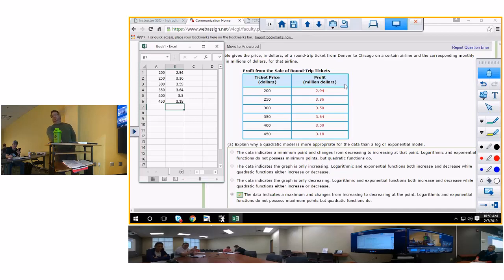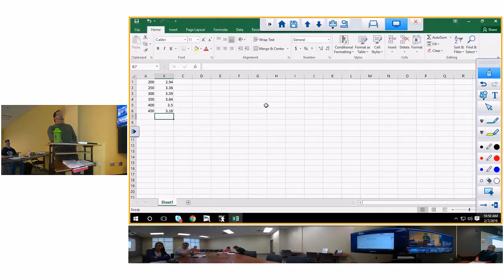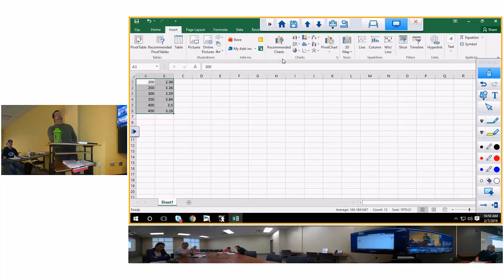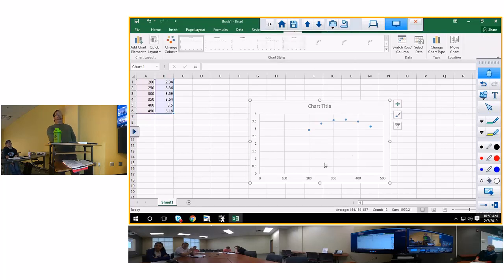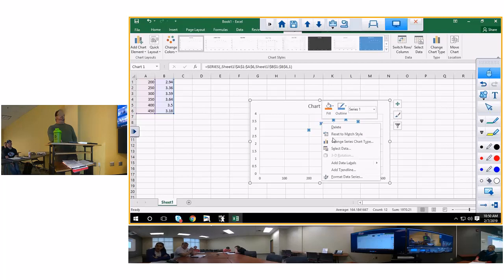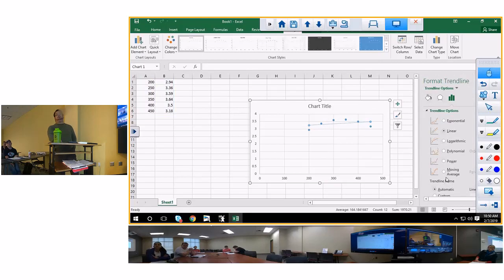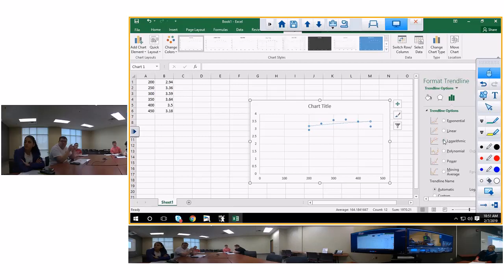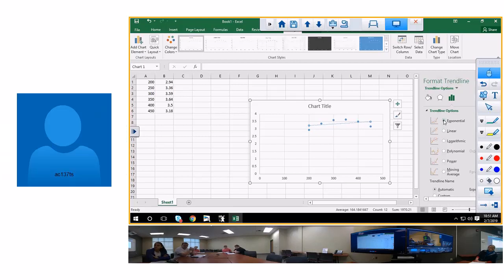So everybody got those in your calculator? All right, so I'm going to highlight this, go over to Insert, and do a scatter plot. Now, to me, it looks more like a parabola, okay? But it's not asking you to do that. It's asking you to check to see which is better. So I'm going to add a trend line. It gave us two options. What were they? Logarithmic or exponential. Why isn't it working? Try polynomial.